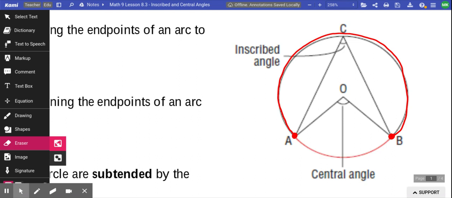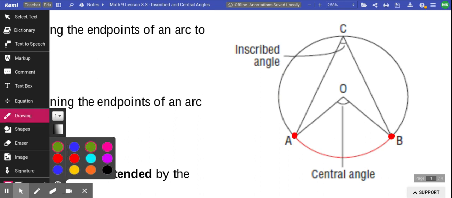Perfect. If you look at points A and B, you'll notice that there are lines that go from A to B. So for instance, I could have gone to the middle and then to B.